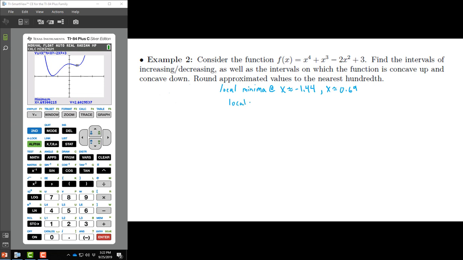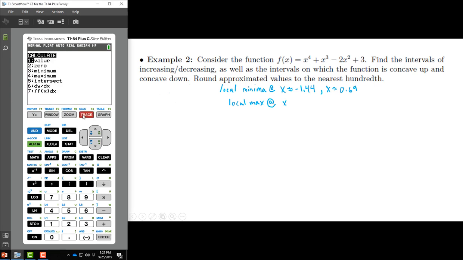Local max, it looks like I just have one of those. All right, local max at x is what? Well, let's do the same thing. Second calc, but this time choose maximum. Get somewhere to the left of the maximum, somewhere to the right of it, and then make a little guess here as we press enter.